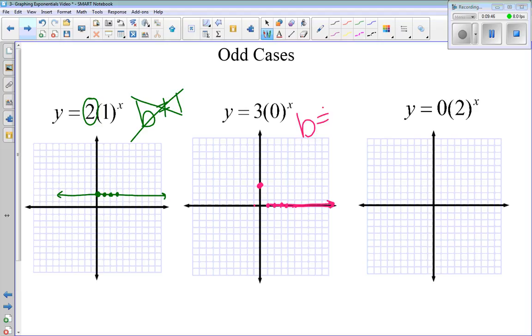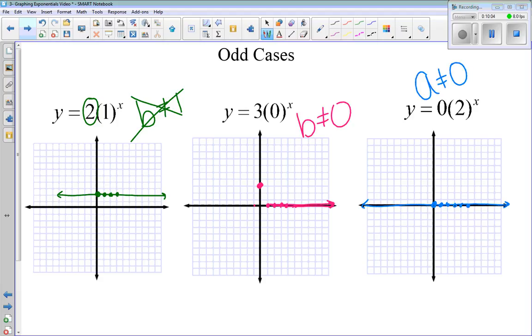Now let's look at the third case. In our third case, we're going to start at 0. That's our initial value. Now 0 times 2 is 0, and 0, and 0, and 0 times 0 is 0. So this one, again, it's just linear. So a cannot equal 0 if we want an exponential graph.